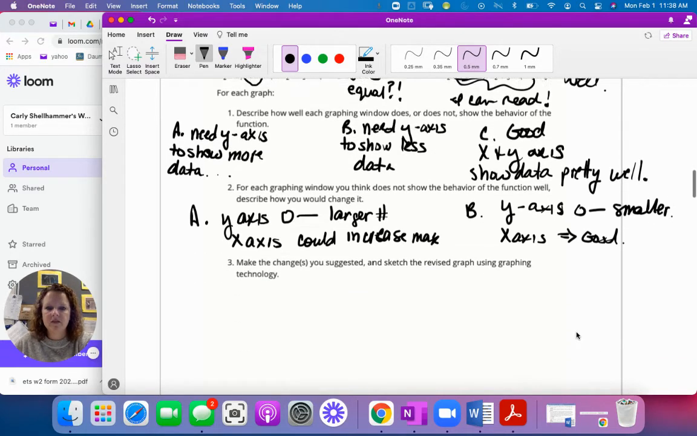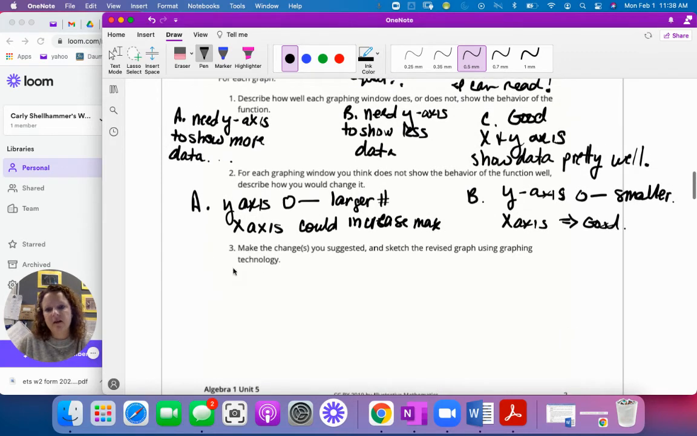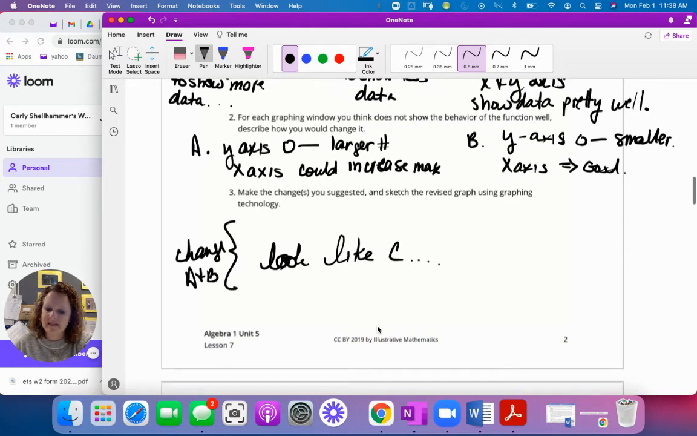Make the changes you suggested and sketch the revised graph using graphing technology. If we did this, if I changed A and B, it would look like C. Okay, my goal is to make A and B look like C.